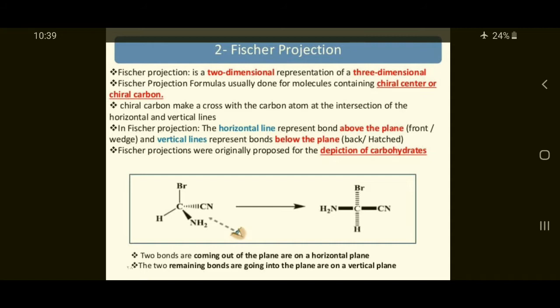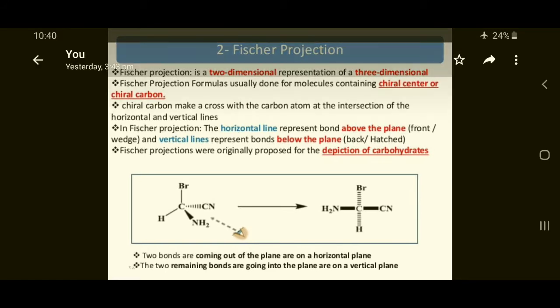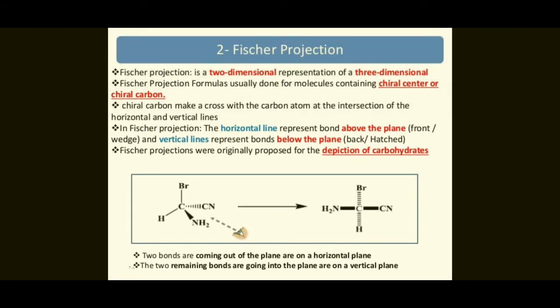So the Fischer projection is a two-dimensional representation of a three-dimensional structure. It is usually drawn for molecules containing a chiral center or chiral carbon. The chiral carbon makes a cross, with the carbon atom at the intersection of the horizontal and vertical lines.